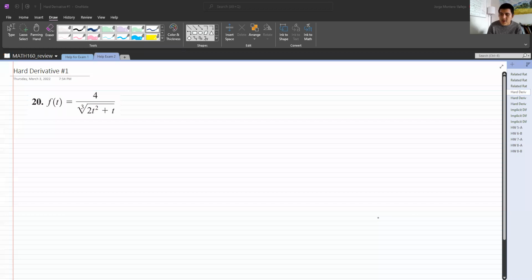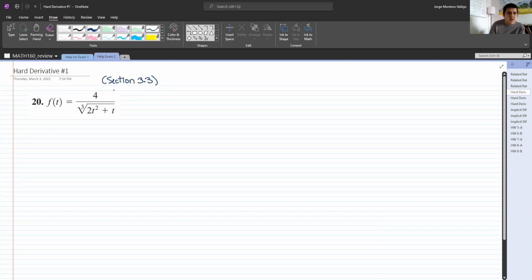Let's share my screen. And okay, this is the first one. I have taken these problems, as I said before, from the practice sheets that I gave you over the last few weeks. And this is problem 20. I took this from the practice sheet from section 3.3. Yes, section 3.3.